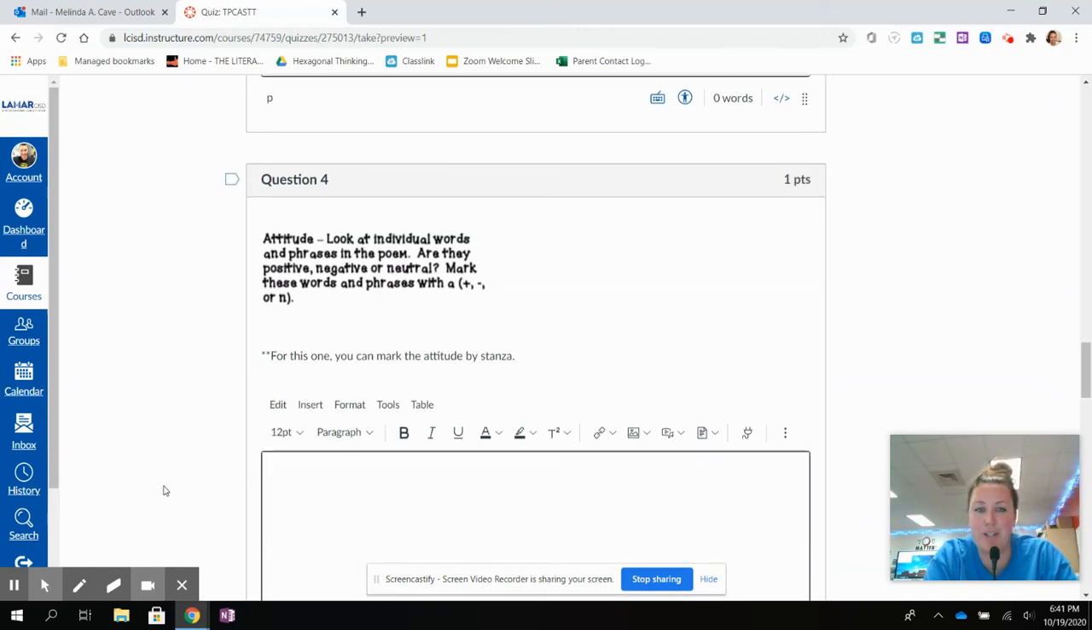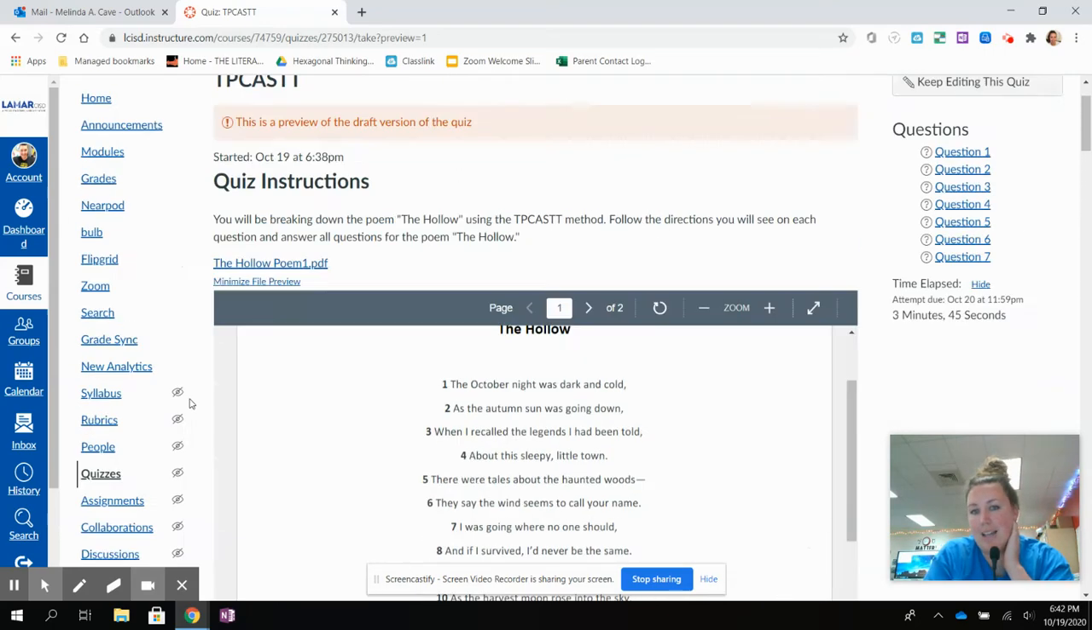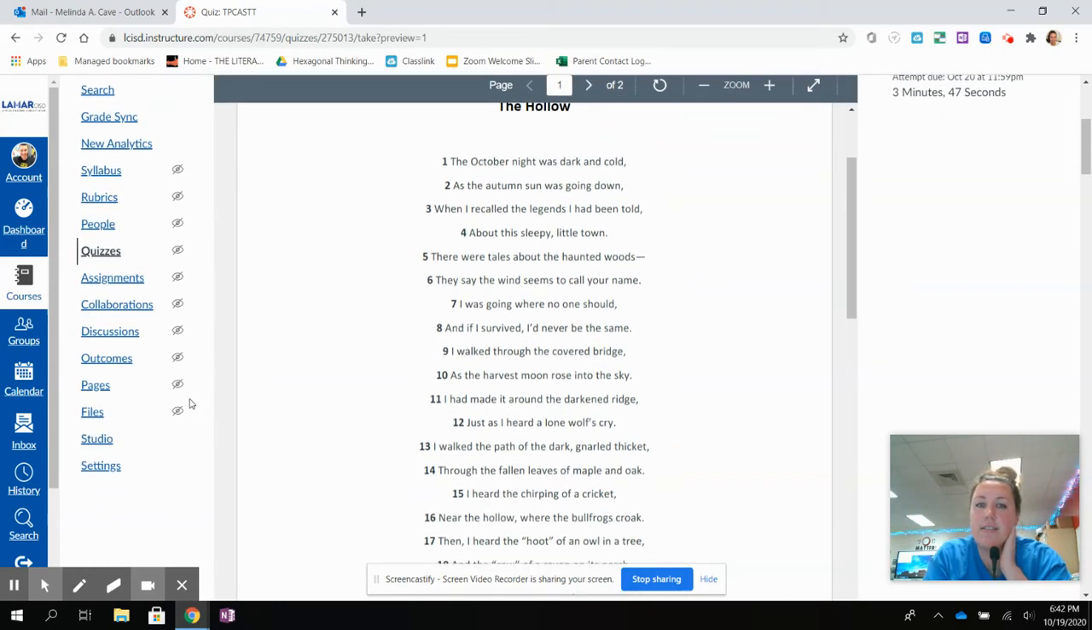Next up is attitude. Look at individual words and phrases in the poem. Are they positive, negative, or neutral? And mark these words and phrases with a plus, a minus, or an N. The N is going to be neutral, and neutral means it's not positive, it's not negative, it's just kind of a statement that doesn't impact you any sort of way. So if we were in person and we had this poem printed out in front of us, I would want you to put the plus sign, minus sign, or N next to every single line.